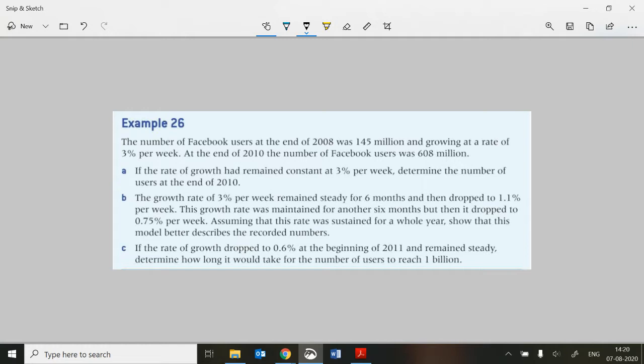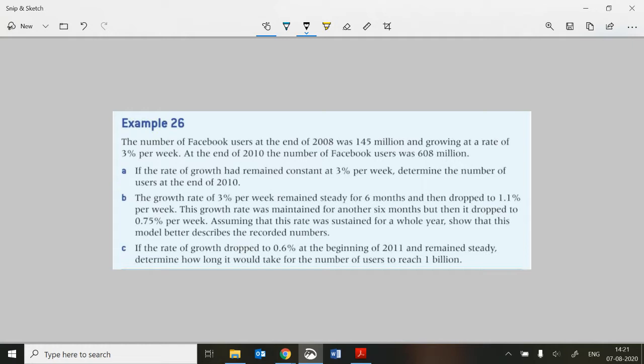Okay, so example 26, let's just read it through. It says, the number of Facebook users at the end of 2008 was 145 million and growing at a rate of 3% per week. At the end of 2010, the number of Facebook users was 608 million. A lot of information there, some of it useful. Let's look at A. It says, if the rate of growth has remained constant at 3% per week, determine the number of users at the end of 2010.